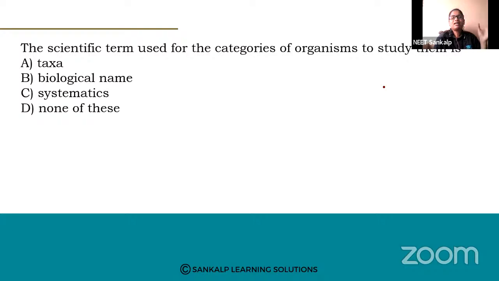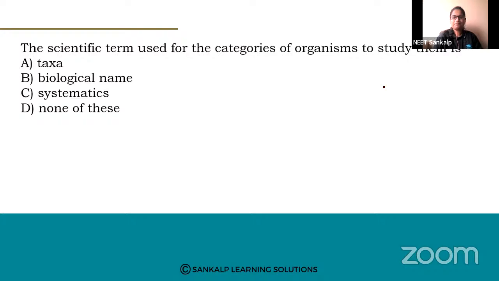So here, to categorize, we have given a scientific name for those categories. What is that category? Taxa, biological name, systematics, none of these. I got the first response from Hanamava, Ranjit Kumar. Very good. Darshini, Sanjota Kattimani. Yes, my dear YouTube students. Shivappa Kattimani answered it as option C. Good. What about others?